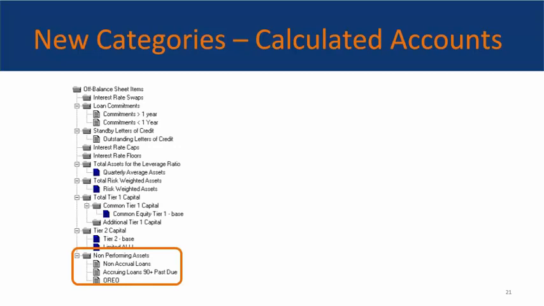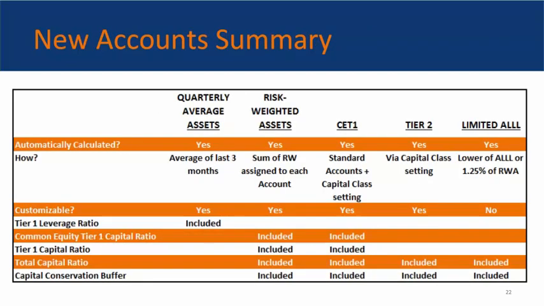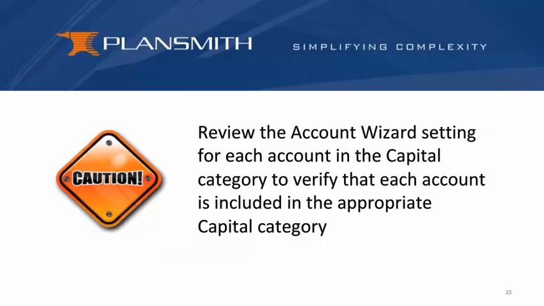Compass does not automatically calculate these balances or include them in any standard reports, but the information is available to you for custom reports or ratios that are created in Compass, as well as in the Compass Excel add-in. So here's a summary of the new automatic Compass accounts and how they work. We recommend that you check each account in the capital section to make sure that the capital class code you currently have assigned to each account is correct for the category.